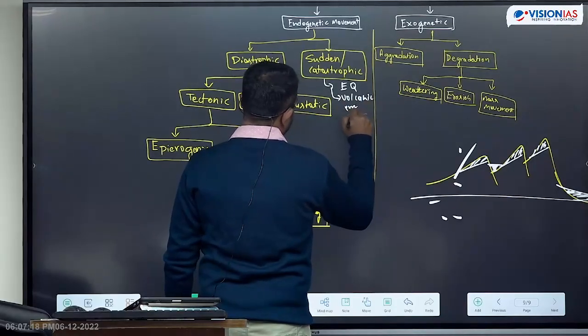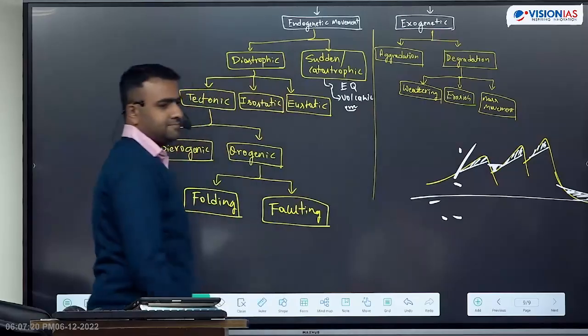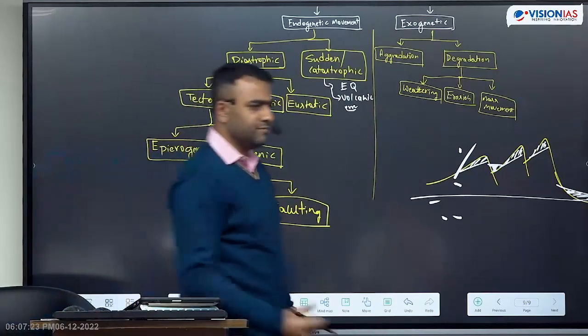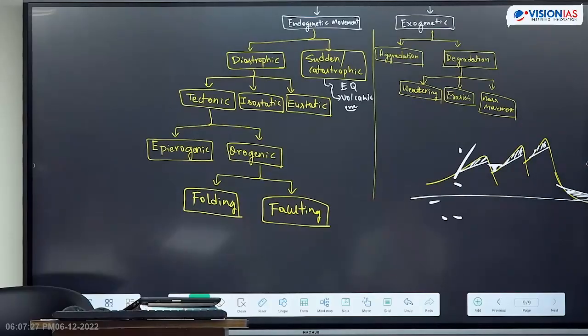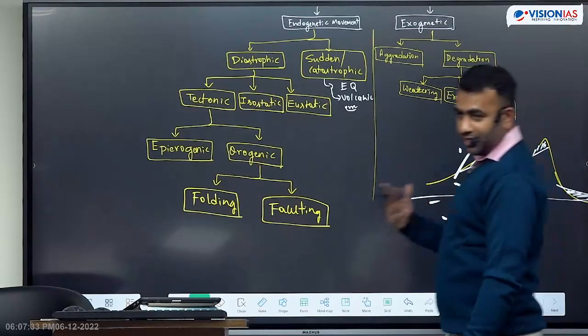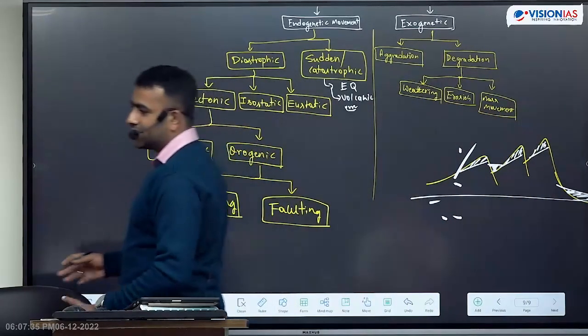लैंडस्लाइड नहीं होगा, लैंडस्लाइड तो यहां पर आ जाएगा मास मूवमेंट में. अर्थक्वेक कहां से होता है? फ्रॉम द इंटीरियर ऑफ द अर्थ. वॉल्केनिक eruption, the magma comes from interior of the earth. It is sudden and we can observe this. We can observe the change. That is what is sudden or catastrophic movement.